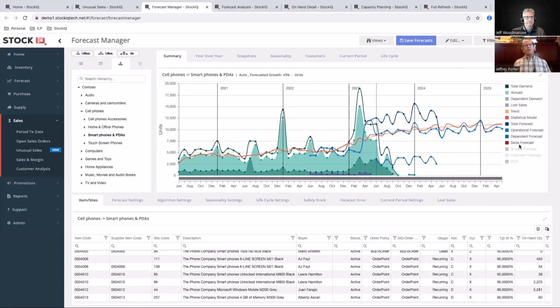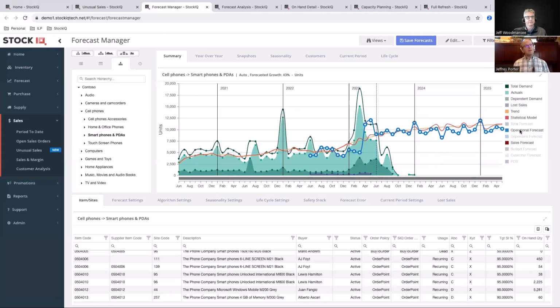Now, when we're making that change, you will note that there may be an adjustment that needs to occur to that plan. We're going to adjust the operational forecast. That's this plan right in here. Let me get rid of a few of these others. And we're going to look at that dependent forecast. The operational plan is the consensus.